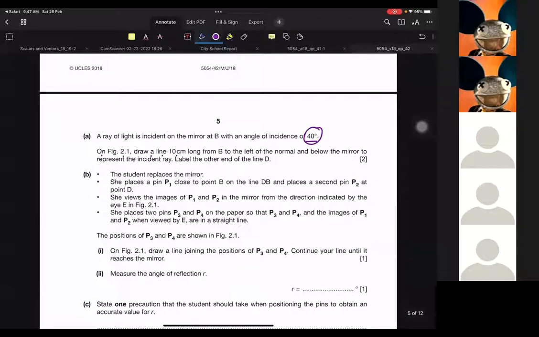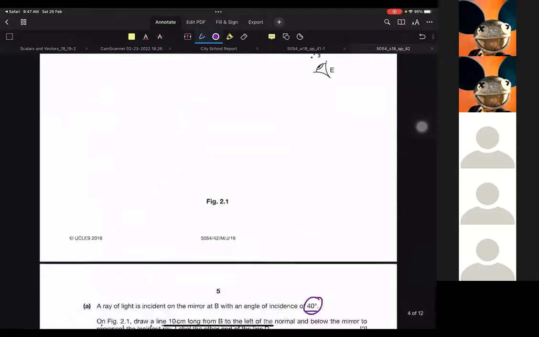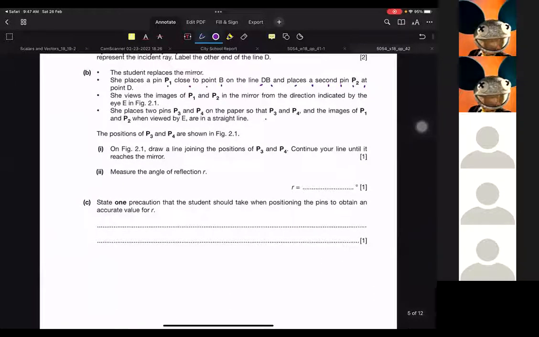And then it says the student replaces the mirror, she places a pin P1, and the line DB crosses pin P2. She views the images of P1 and P2 in the mirror from the direction indicated. And she places two pins P3 and P4 on the paper, so that P3 and P4 and the images of P1 and P2 viewed by E are in a straight line. Okay, fine. So now it says the positions of P4 and P3 are shown. Draw a line joining P3 and P4. Continue the line until it reaches the mirror. So they've already told you what to do next.